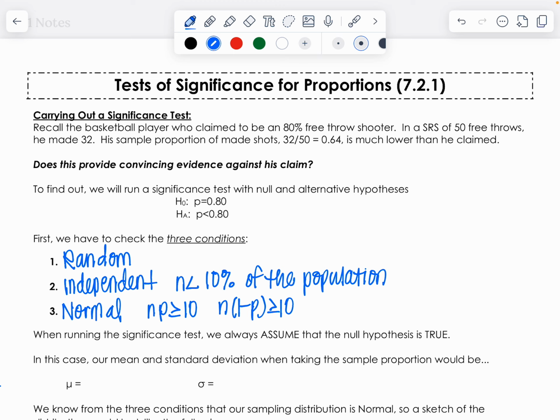All right, so remember, when running the significance test, we always assume that the null hypothesis is true. So in this case, the mean of all our sample proportions would be equal to p, the claimed value, so 0.8. And our standard deviation would be equal to p times 1 minus p over the square root of n. Okay, now that comes from our formula sheet.